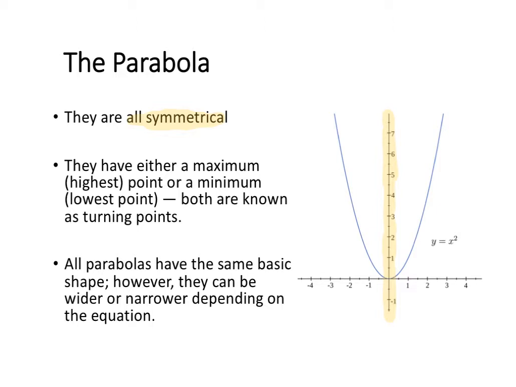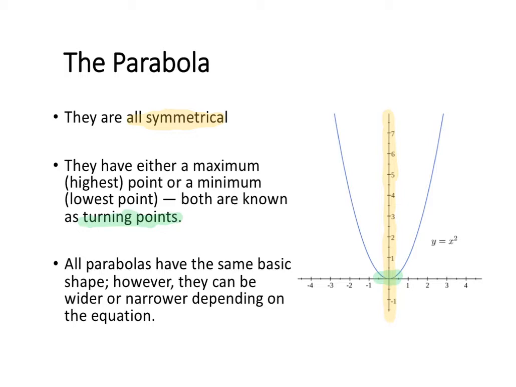Each parabola will have a maximum or a minimum depending on its shape. So the maximum and the minimum is also known as the turning points. So in our example, you can see that down the bottom, the parabola has a turning point at 0. And that also lines up to the line of symmetry. The last feature of parabolas is that they all have the basic same shape.